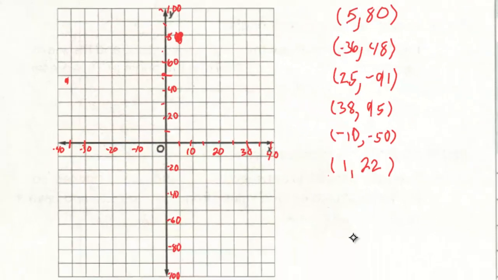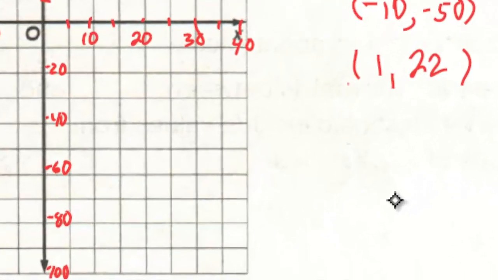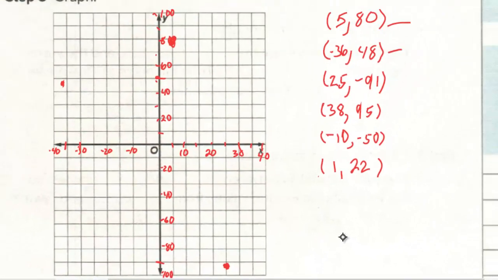The next one is 25, negative 91. So to the right 25. I'm going by 5, so the right 5. And then down 91. So 90 is here. 91 is just a little bit past that. So I'm going to put a dot right about there. So we've done the first 3.